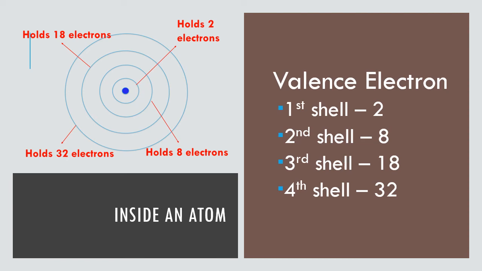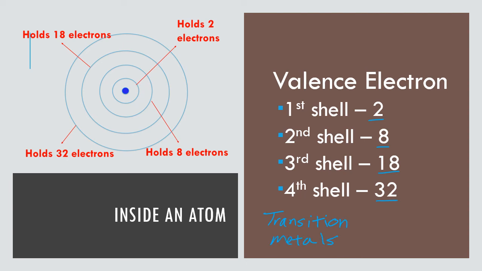So each shell can hold a different number of valence electrons. The first shell can only hold 2. The second shell can hold 8. The third shell can hold 18. And the fourth shell can hold 32. However, there is a little bit of difference between different elements. Specifically, this is the valence electron configuration that works with transition metals, the ones in the middle.